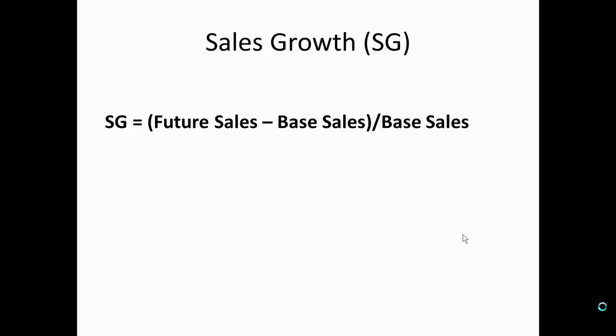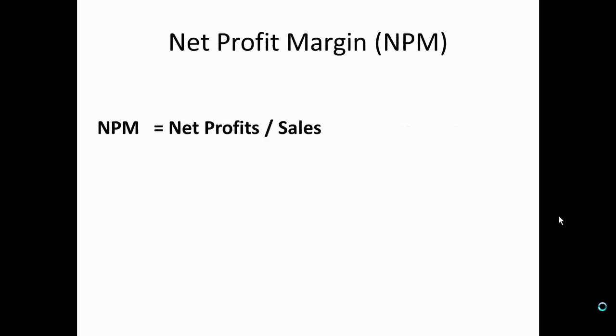This is the equation, obviously. Future sales minus base sales divided by base sales gives you your growth rate. So, it depends on what time period you're looking at. If you're looking at what the rate has been for the last 10 years, then you'd use current sales as what's shown here as future, and 10 years ago would be your base. Sales growth answers the question, is the company growing? Next, we need net profit margin, which is net profits divided by sales. This is going to tell us, is the company profitable?